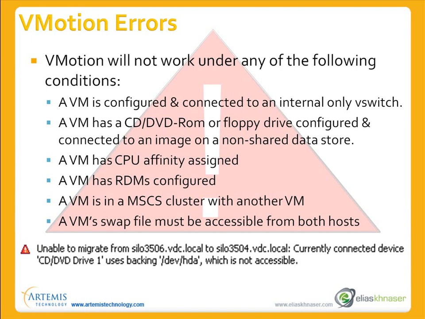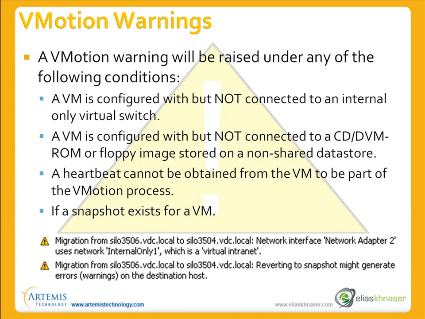If there was a CPU affinity configured or assigned on that virtual machine, where the virtual CPU is assigned to a physical CPU on the host, that would prevent vMotion as well, so on and so forth. vMotion errors would prevent vMotion from taking place. However, vMotion warnings will warn you that, hey, this is not right, but it will allow you to continue to do vMotion. So for example, a warning can be generated if a virtual machine is configured but not connected to an internal only virtual switch, or if it's configured but not connected to a CD-ROM, DVD, or floppy, etc. Those would generate warnings, but they won't prevent the vMotion process from taking place.